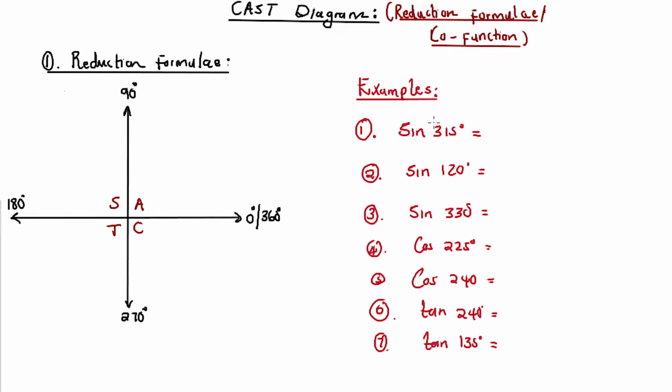So I have sine 315. What type of angle is this? Reflex angle, right? Let me label it as R. Then 120. What type of angle is this? Obtuse. 330, another reflex angle. Cos 225, another reflex, and an obtuse angle. So we're going to reduce these angles to acute angles.